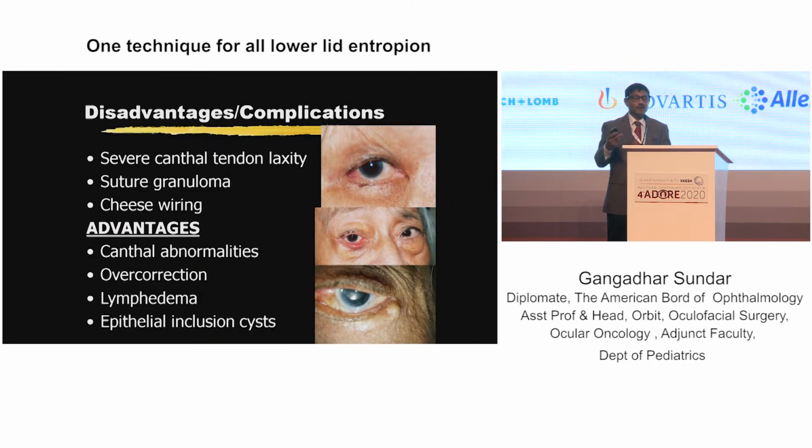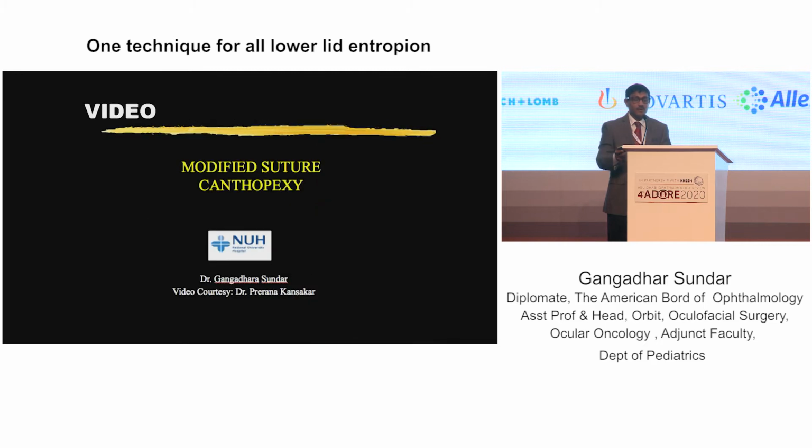But the problem with the lateral tarsal strip is, number one, it causes lateral canthal angle malformations. If you do not reconstruct the sharpness or acute angle itself, you can get rounding of the lateral canthal axis. If you put a suture there, not infrequently you get a suture granuloma, and every once in a while you get cheese wiring. But the advantage is it works very well for severe lower lid laxity.